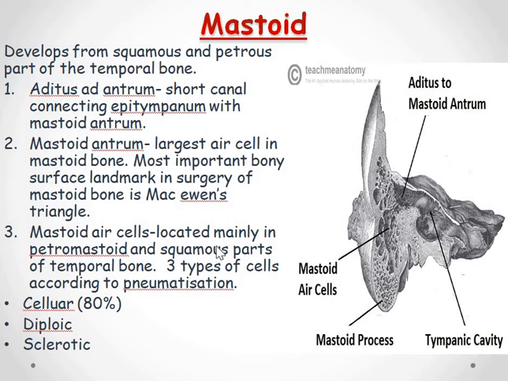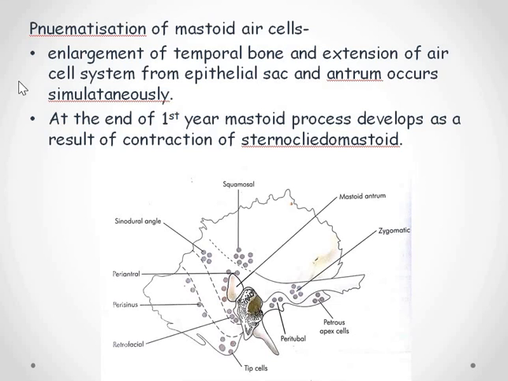The mastoid air cells are located mainly in the petromastoid and the squamous part of the temporal bone. There are three types of cells according to the pneumatization: the cellular, the most common at 80%, the diploic and the sclerotic. Now here you can see the pneumatization of the mastoid air cells. The enlargement of the temporal bone and the extension of the air cell system from the epithelial sac and the antrum occur simultaneously. At the end of the first year, the mastoid process develops as a result of the contraction of the sternocleidomastoid.